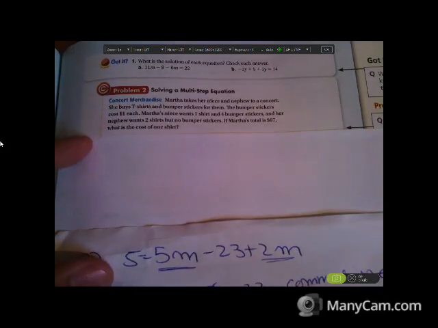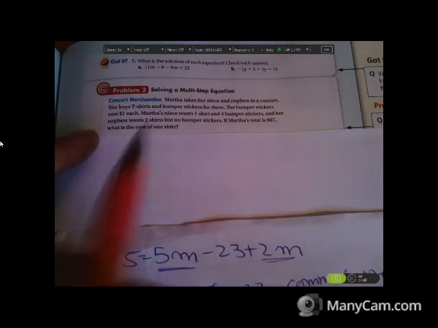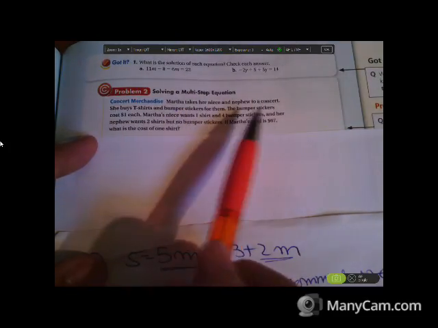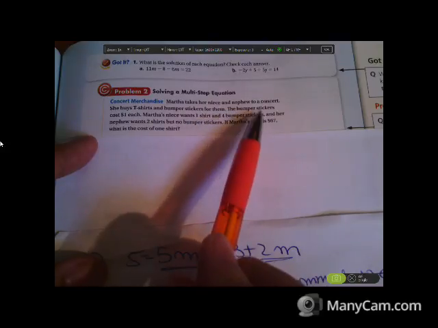Alright, moving on to number 2. Martha takes her niece and nephew to a concert. She buys t-shirts and bumper stickers for them. The bumper stickers cost $1 each. Martha's niece wants 1 shirt and 4 bumper stickers, and her nephew wants 2 shirts but no bumper stickers. If Martha's total is $67, what is the cost of 1 shirt? So, you have 2 things going on here. You have the bumper stickers, and a shirt.